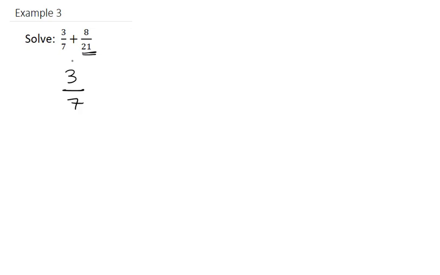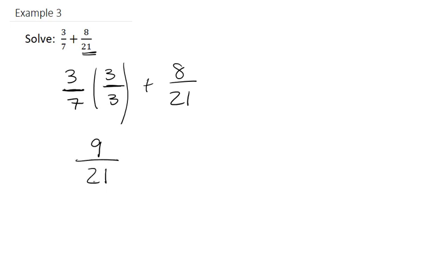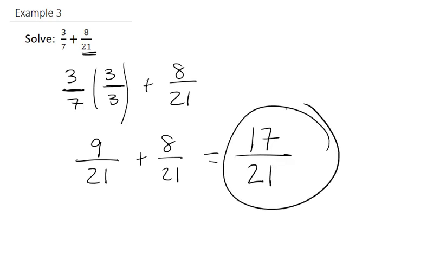So we would multiply the top and the bottom of 3/7 by 3. And then we would add plus 8 over 21. So let's go ahead and do this multiplication out. So 3 times 3 is 9, which is over 21, plus 8 over 21. And this gives us 9 plus 8 is 17 over 21. And this is our final solution for this problem.